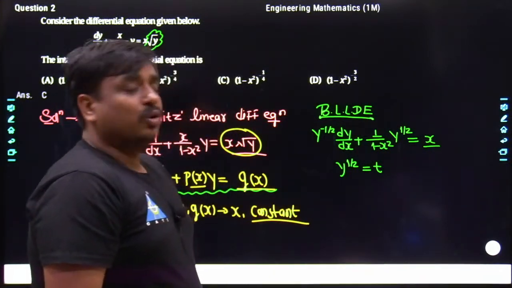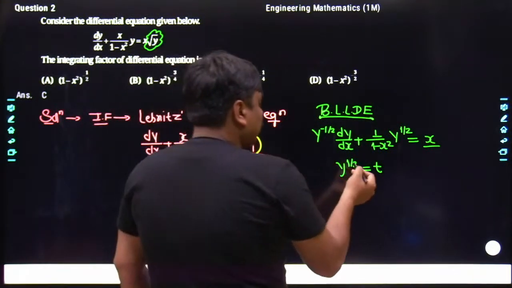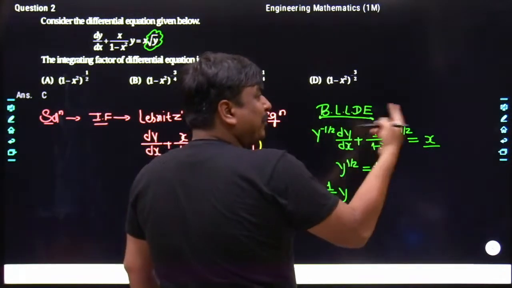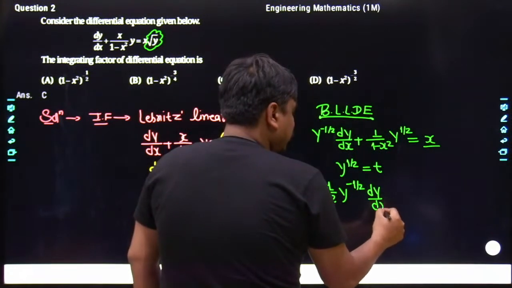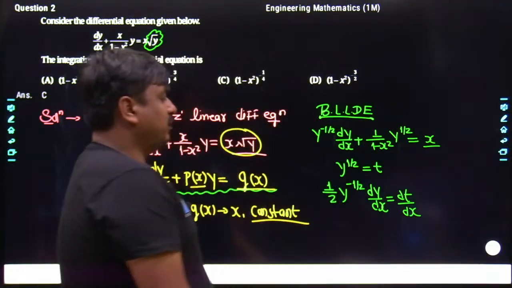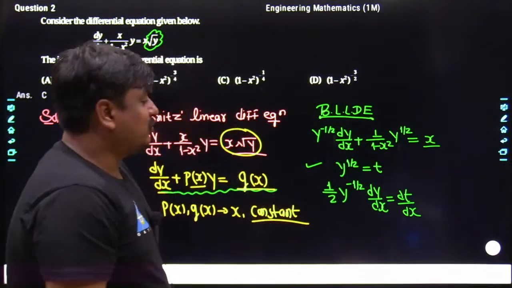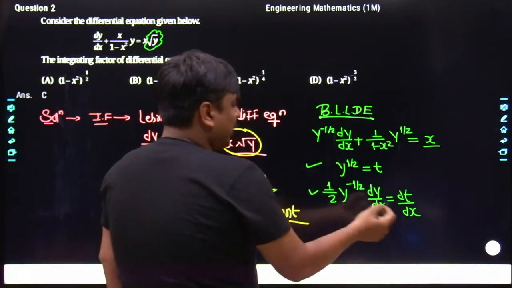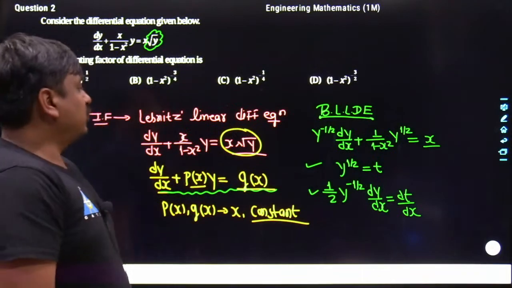Differentiating both sides with respect to x now. So the differentiation of y to the power of half would become half into y to the power of half minus 1, which will make it minus half. Here it becomes y to the power of minus half dy by dx equals dt by dx. That means in future y to the power of half is ready to get replaced with t, and similarly y to the power of minus half dy by dx is ready to get replaced with 2 times dt by dx.